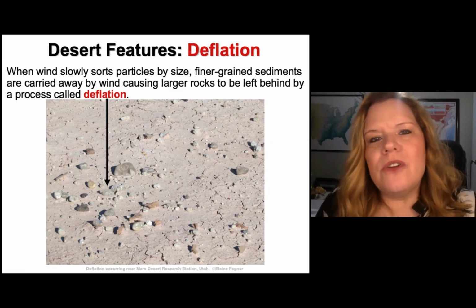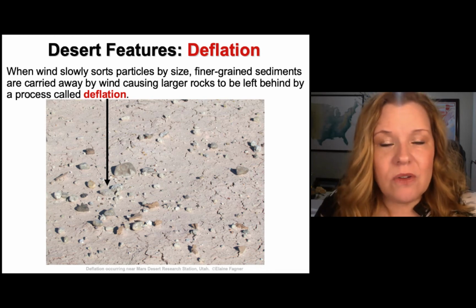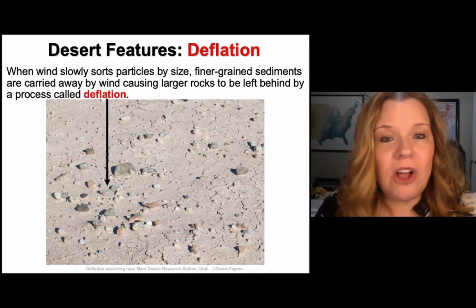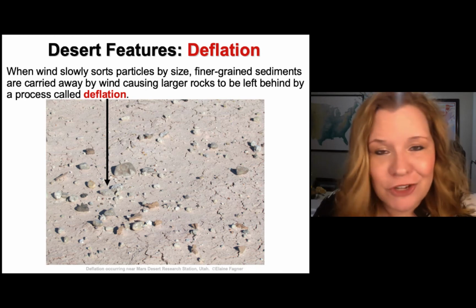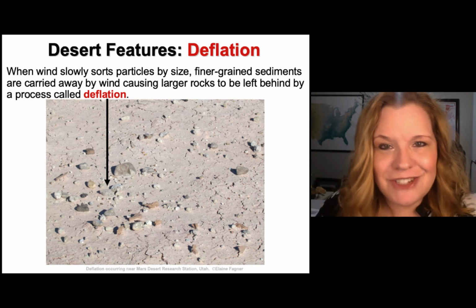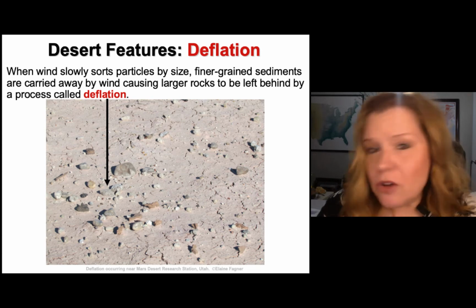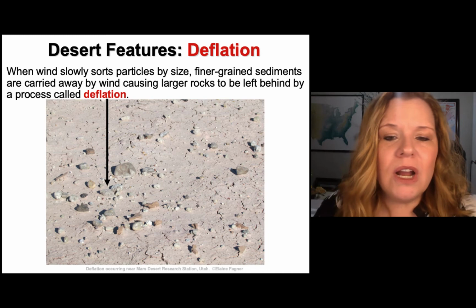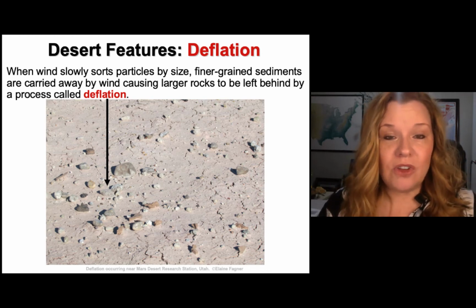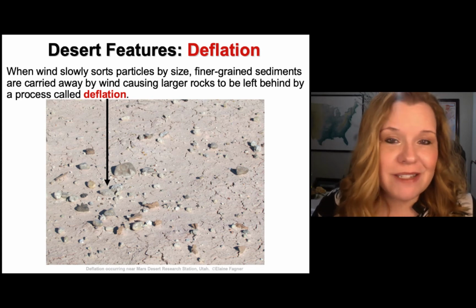Let's talk about another important way that rocks are changed in the desert, and that's something called deflation. So I don't want you to confuse that with ablation from glaciers. Let me clarify the two terms, but they're kind of similar. Deflation basically means that the smaller sediments get taken away in the desert, and they are transported by wind. So you're looking at sands and silts and that dissolved, really fine-grained sediment.